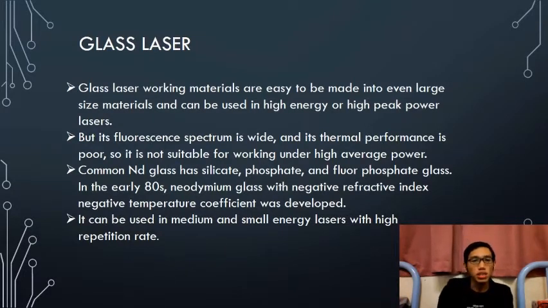So glass laser working materials are easy to make into even large size material and can be used in high energy or high peak power lasers. But its fluorescence spectrum is wide and its thermal performance is poor, so it is not suitable for working under high average power. Common neodymium glass includes silicate, phosphate, and fluorophosphate glass. In the early 80s, neodymium glass with negative refractive index and negative temperature coefficient was developed. It can be used in medium and small energy lasers with high repetition rate.